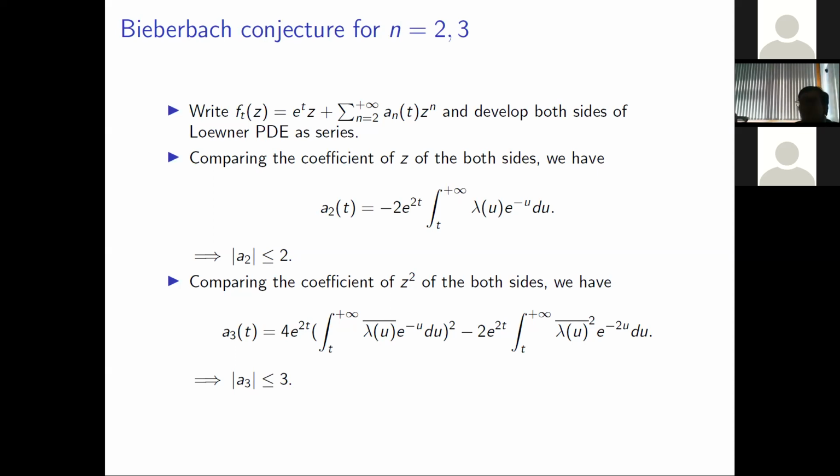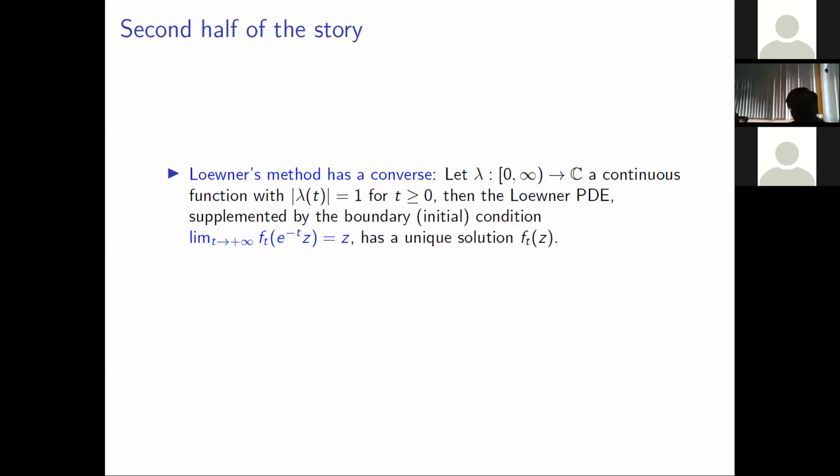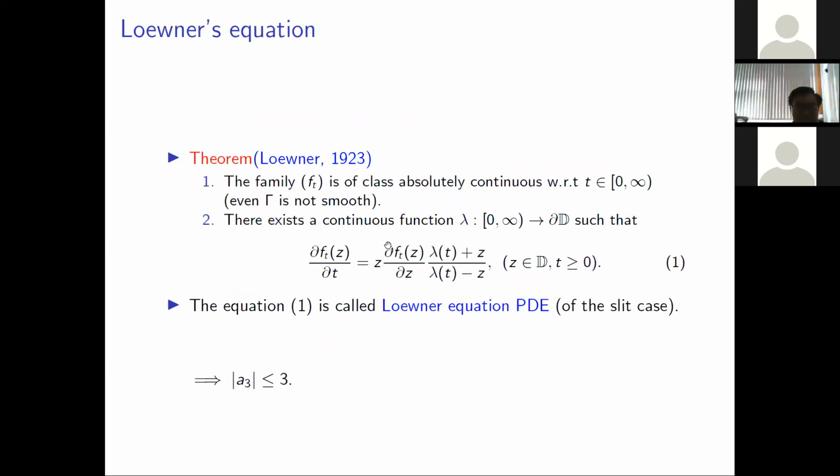So up to now we see that the Loewner chain is a family of Riemann maps of a growing family of domains. So Loewner theory is a way to represent this family of growing domains. But it's just half of the story.